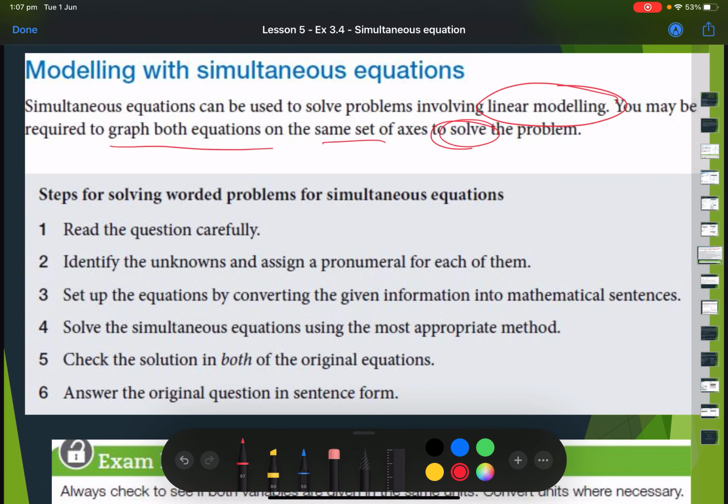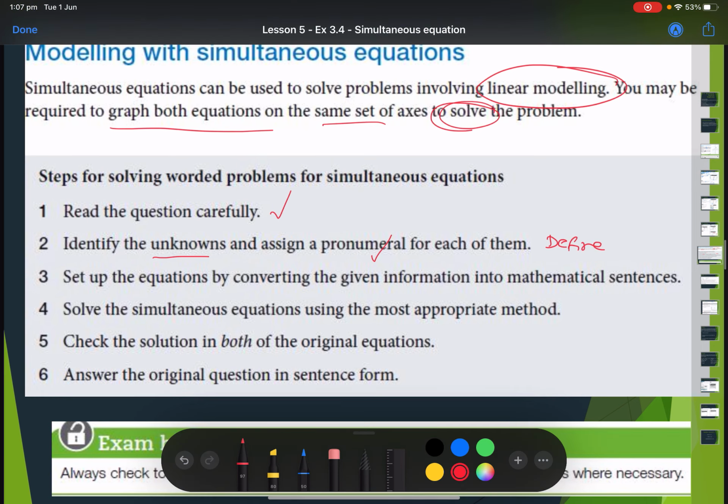We need to firstly make sure we read the question carefully, identify what our unknowns are, and assign a pronumeral, a letter for each of them. So this is defining your terms. So C stands for cost, P stands for number of people. We then have to set up the equations by converting the given information into some sort of mathematical sentence.